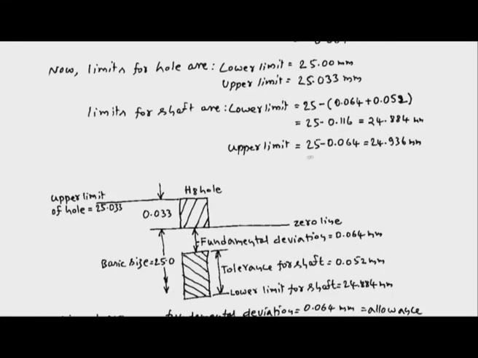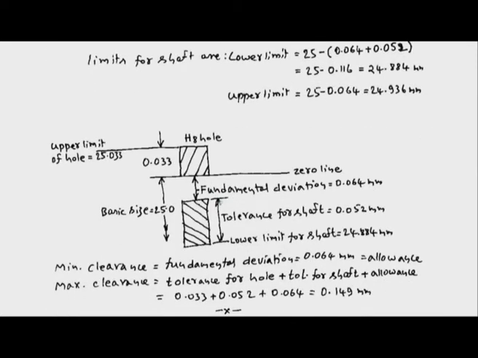Similarly, we can find the upper limit for the shaft. For getting that, this is the 0 line and this is the basic size 25 millimeter. From this we have to deduct the fundamental deviation of 0.064, then we get the upper limit for the shaft, that is 25 minus 0.064, which gives us 24.936. So this is the upper limit for the shaft. So, pictorially all the values are shown here.